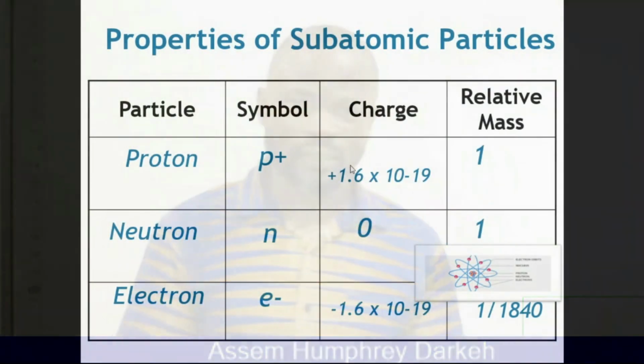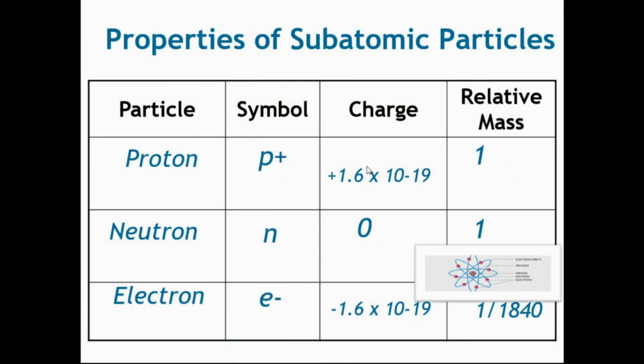Now, if you look at the mass of the electron, then we can see it is 1 out of 1840. Okay? 1 out of the 1840. So, if you want to find the mass of the electron, you actually divide 1 by 1,840 of the proton, and you get that.